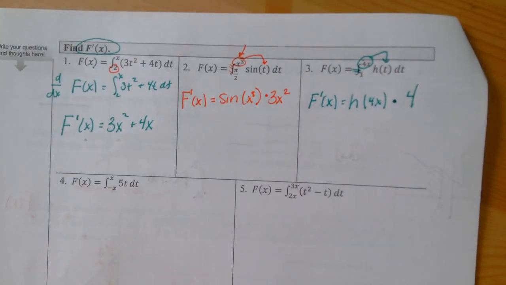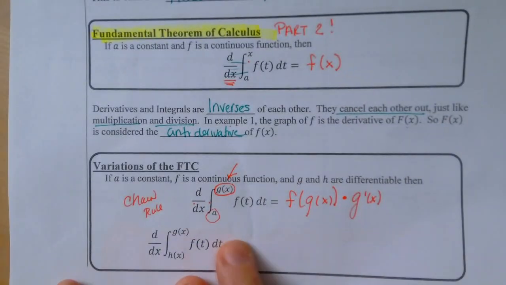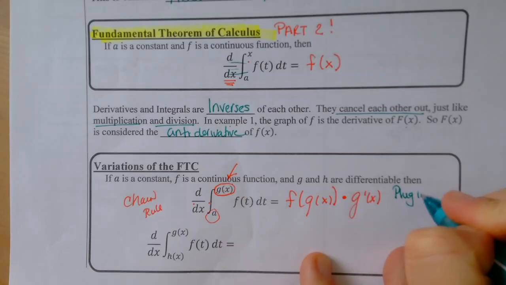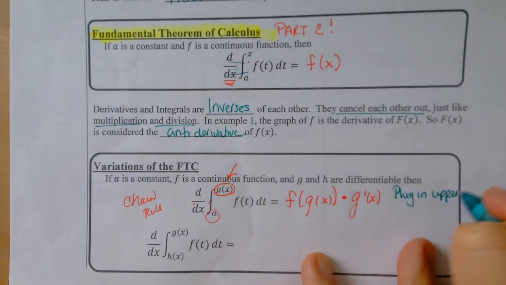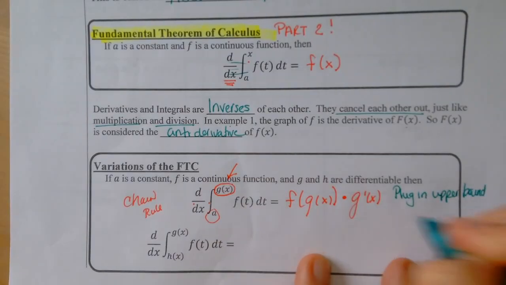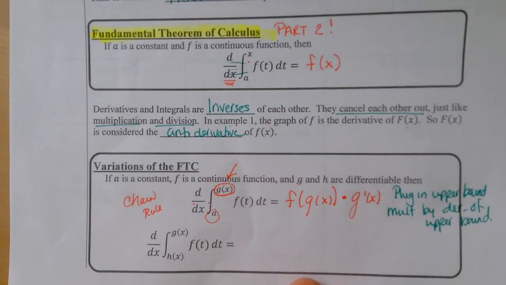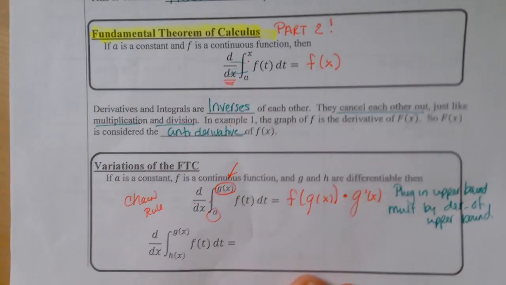Now they could go one step uglier, and I'll show you that in a minute. I'm just going to go back here again. I know I wrote chain rule here. I'm just going to make a note. You're going to plug in the upper bound, and then multiply by the derivative of the upper bound. So I'm plugging in the upper bound times the derivative of the upper bound. That is the chain rule part.